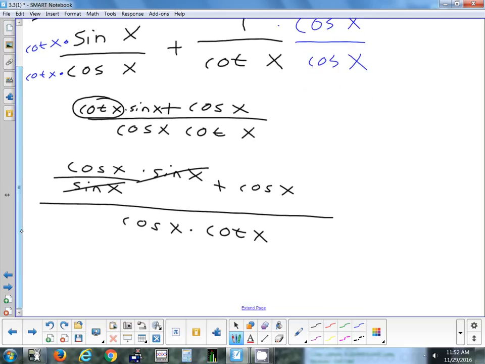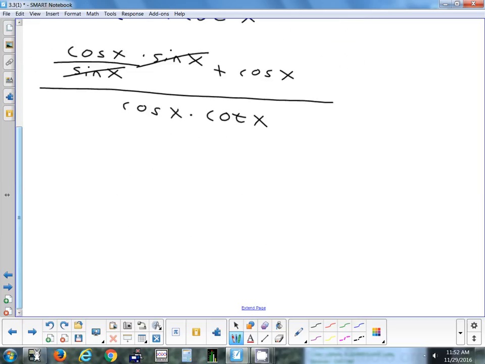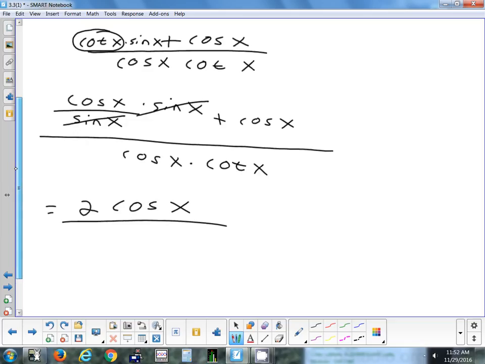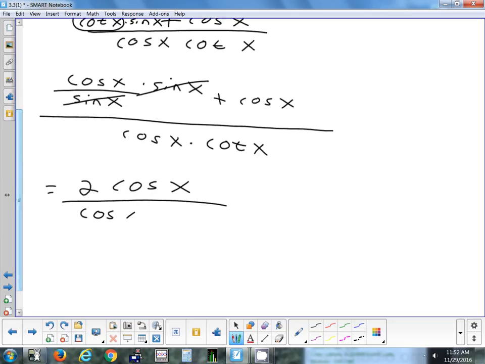What's left in the top now? Cosine plus cosine. So how many cosines is that? 2. So 2 cosine x in the top, and what's left in the bottom? Cotangent of x. Now look closely. Is there anything else that the top and bottom have in common?